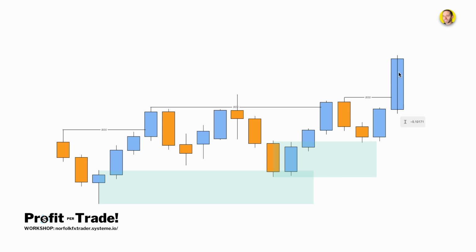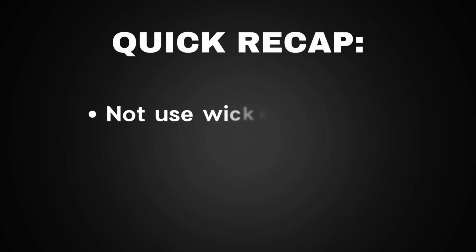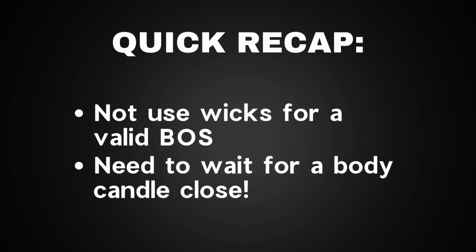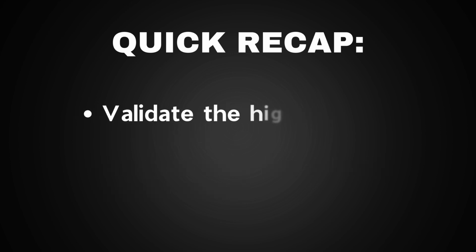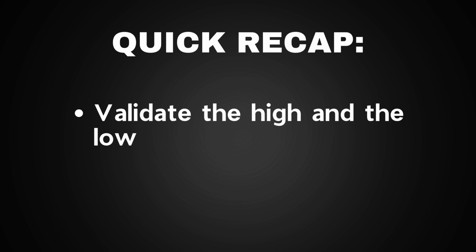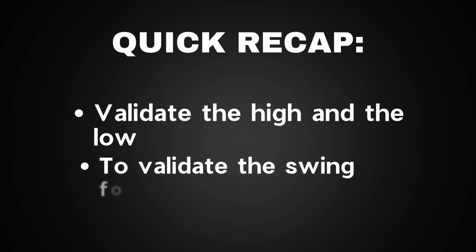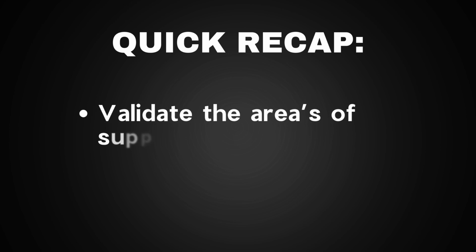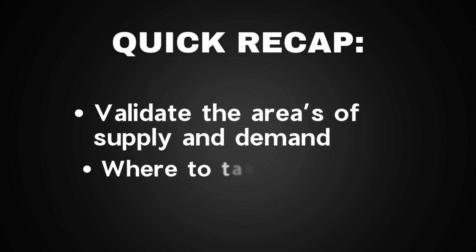And now we're seeing price breaking out higher. This closes down. This becomes a valid low, which means this becomes a valid area of demand again. And that's the sequence that you would use over and over in your charts. You would not use a wick through as a valid breaker structure. You need to wait for body candle close. You then also need to validate your high and validate your low to validate where your swing point's going to be for your next breaker structure, for the continuation, and to validate where your areas of demand would be for where you'll be looking to take your trades.